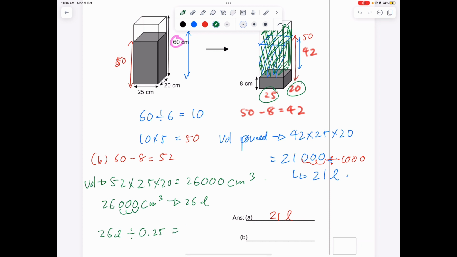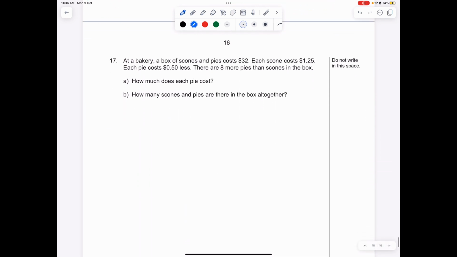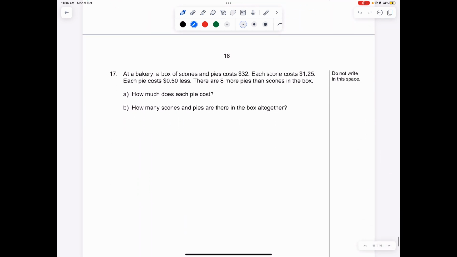Okay, so your answer is 104. So you know that this is just, I'm annotating so you know, per second. So this 104 is 104 seconds. Make sure you put your units. Okay? Next, last question. Okay?